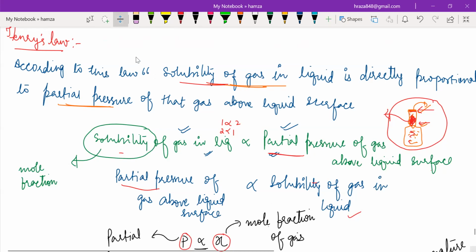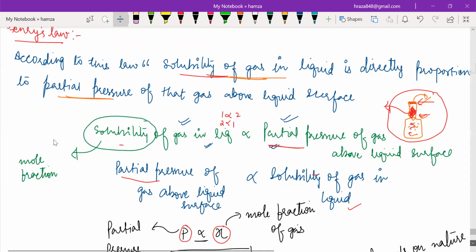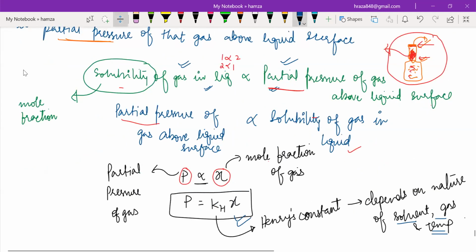Now we are going to plot a graph, and please be focused. The graph is between partial pressure and mole fraction. Mole fraction is on the x-axis, and here on the y-axis it is partial pressure. So we know that according to Henry's law, pressure is directly proportional to mole fraction.